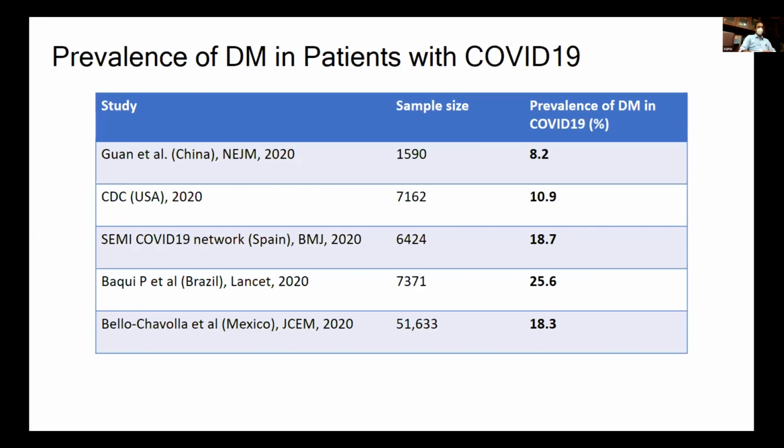The next 2-3 slides will show why diabetes is important and how common it is among COVID patients. If you see different studies from different parts of the world, the prevalence of diabetes varies from as low as 8% to as high as almost a quarter of the COVID population. These are all COVID patients, seen either in the OPD or in the hospital, of mild, moderate, and severe categories.